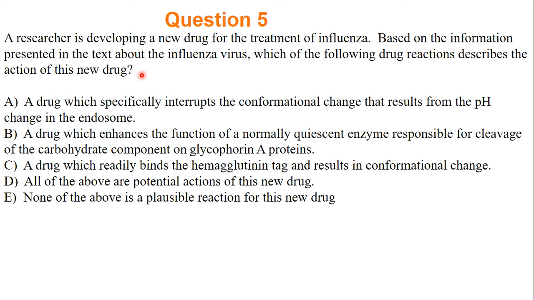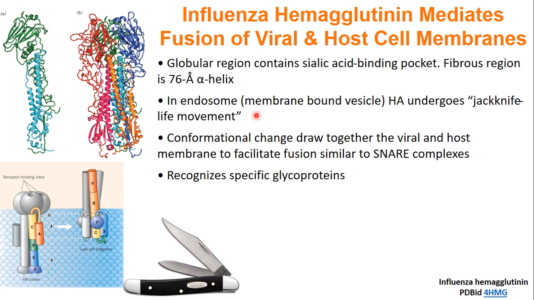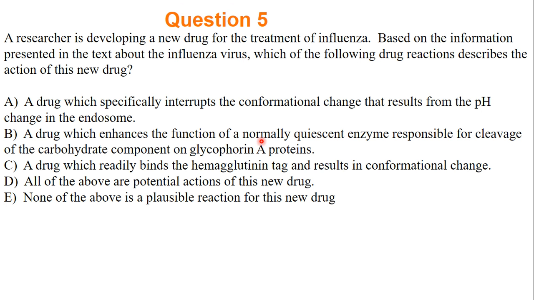So question 5, researchers developing a new drug for the flu based on what we talked about. Which drugs are the best? All of the above. So if you can interrupt the conformational change in the pH, so let me just go back. When the pH changes, this can also make it flip. Drug that is responsible for cleavage of carbohydrates on glycophorin A proteins. That's what the flu binds to. So if you chop those off, you should be good.